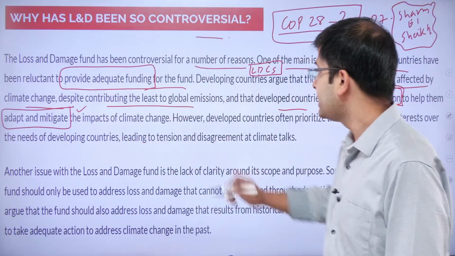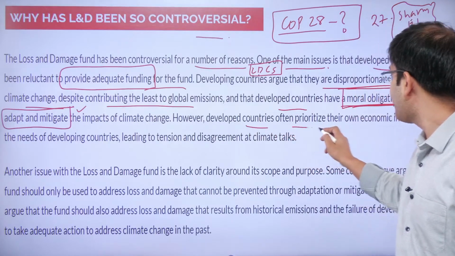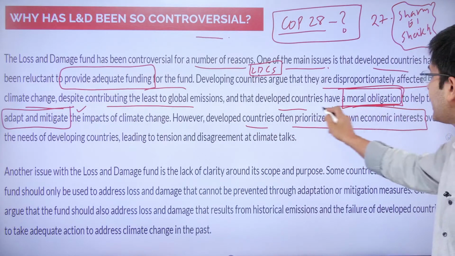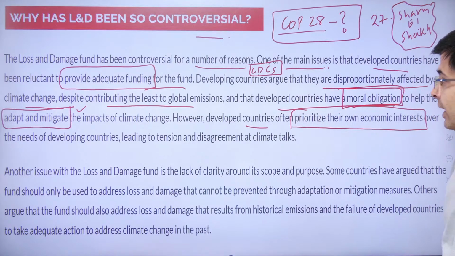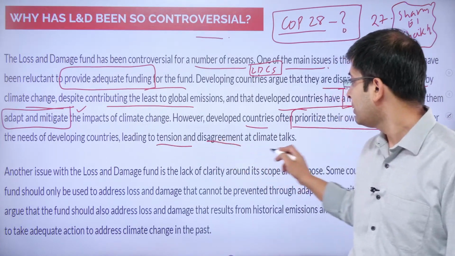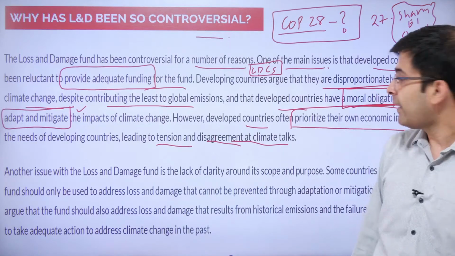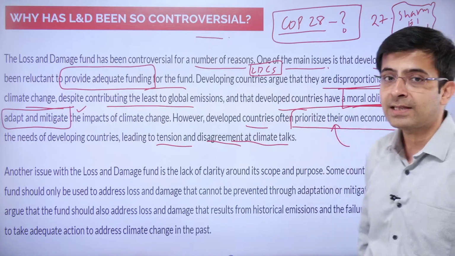The impacts of climate change. Developed countries often prioritize their own economic interests. Okay, which leads to tension and disagreement at climate talks. Why would they do this? Because the problem has not hit home.